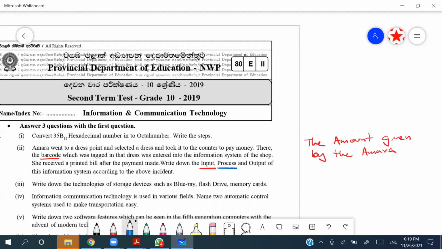So there are two types of processes. Lama, just a second.